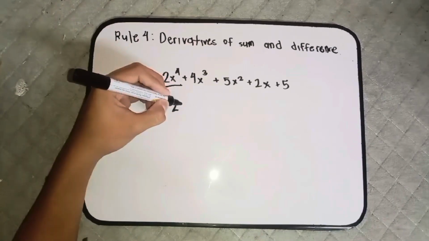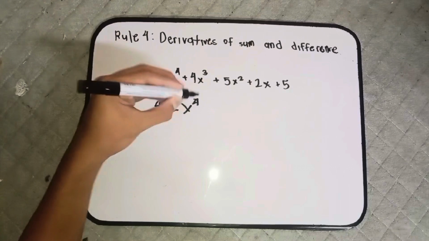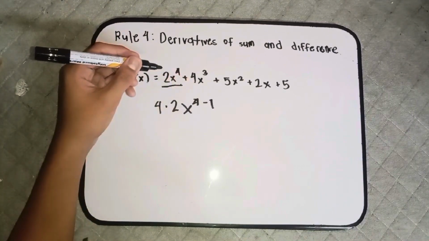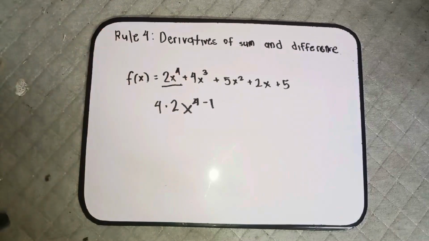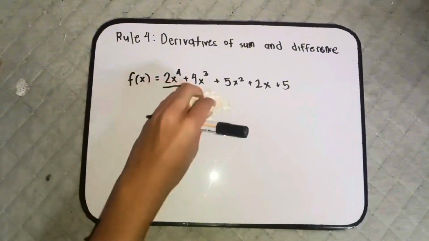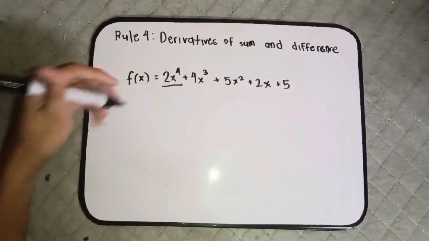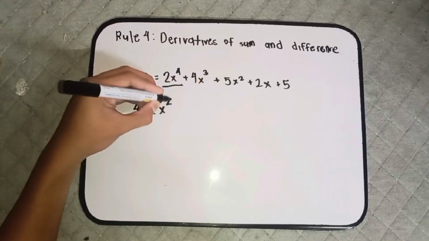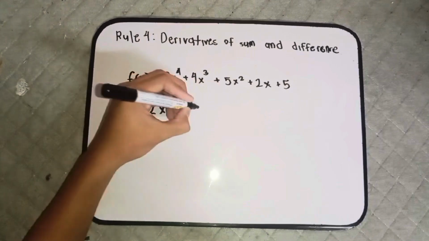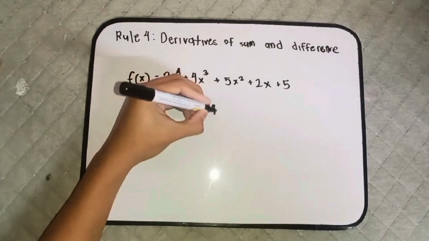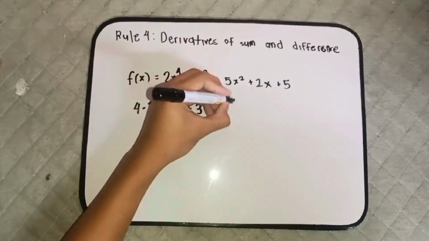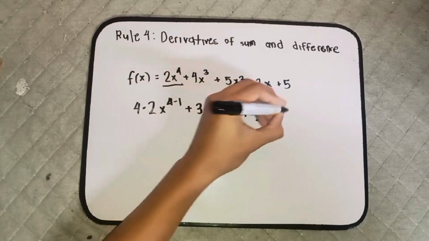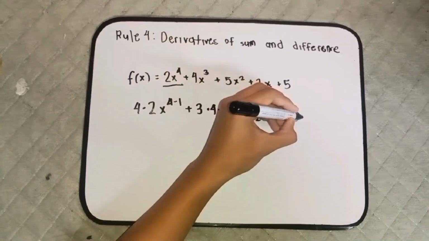If we do that, it will look something like this. 4 times 2x raised to 4 minus 1. Now, if we do that for all the variables that have an exponent, we will get their derivatives. 4 times 2x raised to 4 minus 1 plus 3 times 4x raised to 3 minus 1 plus 2 times 5x raised to 2 minus 1.